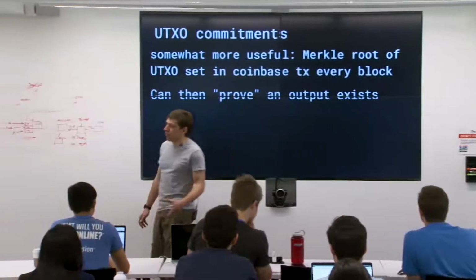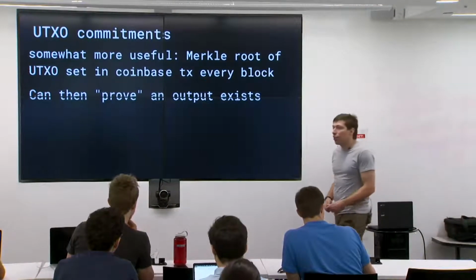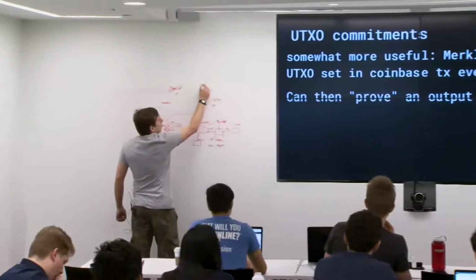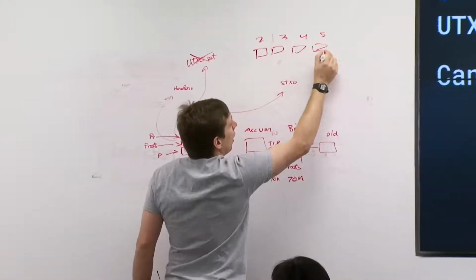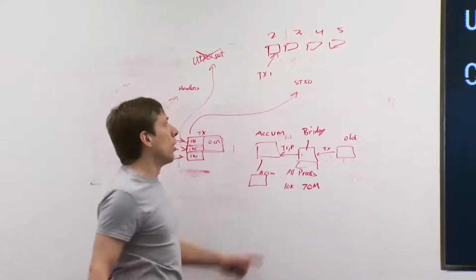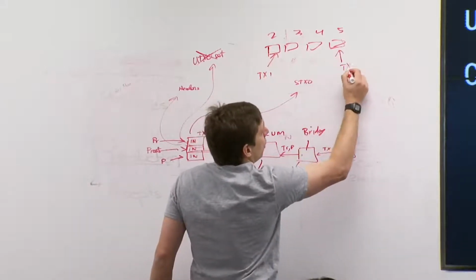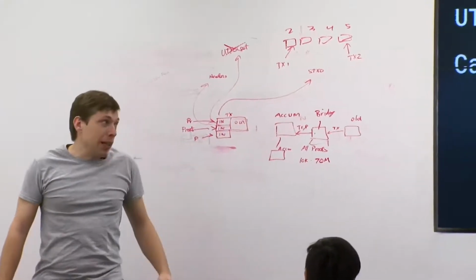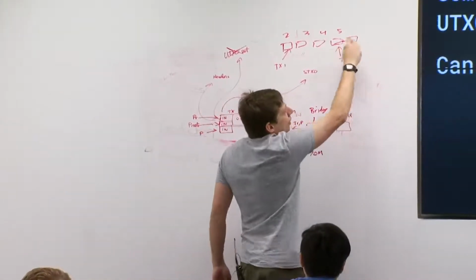at SPV level security. So currently you can prove that a transaction exists at a block height. And you can also prove that a transaction was consumed at a certain block height, right? So if you have all these different blocks, 2, 3, 4, 5, you can say, hey, here's a Merkle proof that transaction 1 was included in block 2. And then you can prove here, okay, here's transaction 2 that consumes one of the outputs from transaction 1.